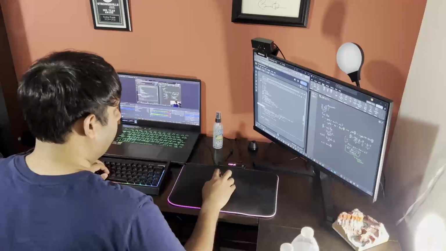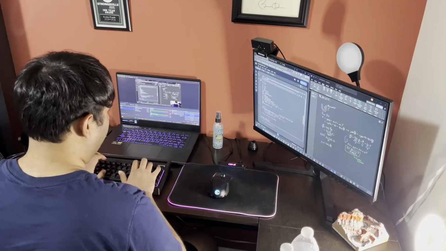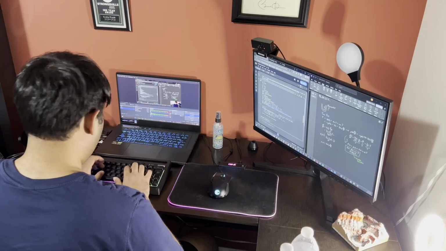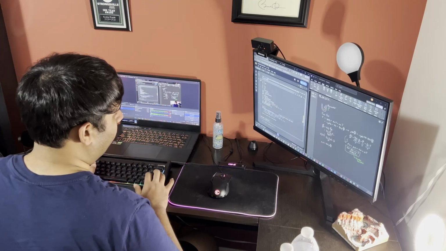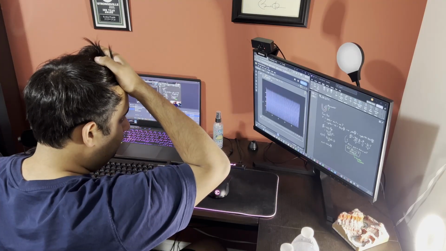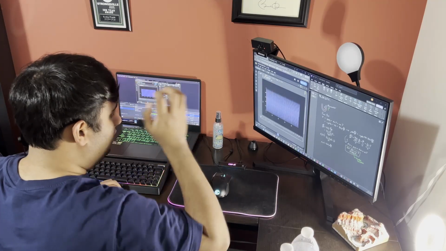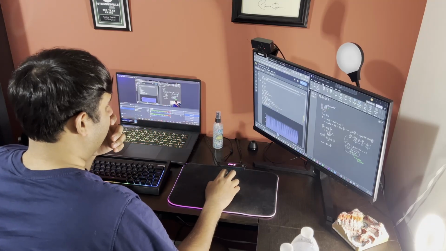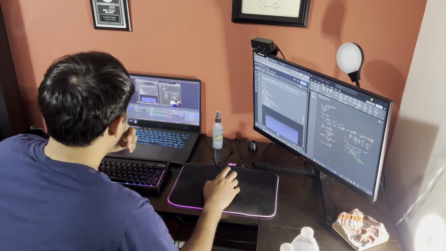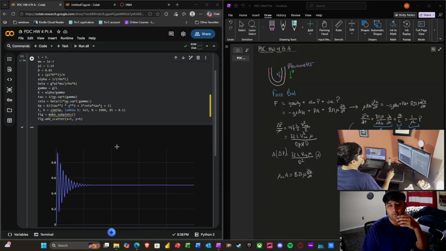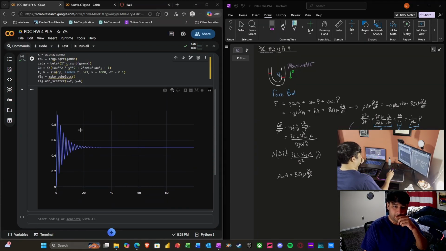Okay, small error. Fig equals make_subplots. I don't know why I forgot about that. And it's not supposed to be that. Be right back. Okay, the error is fixed. I just forgot to multiply something, the s by tau, but there we go.